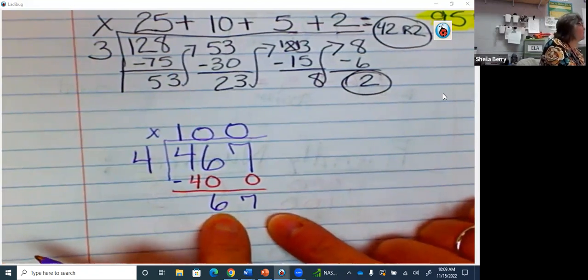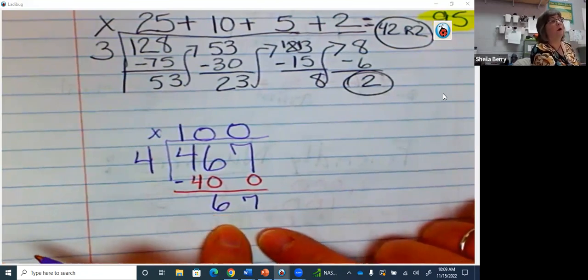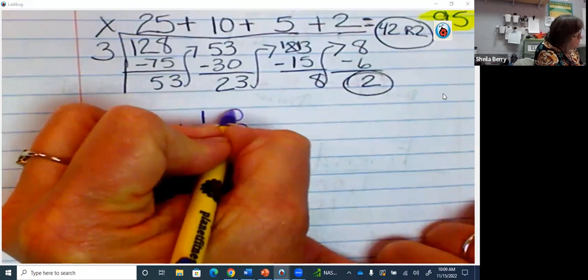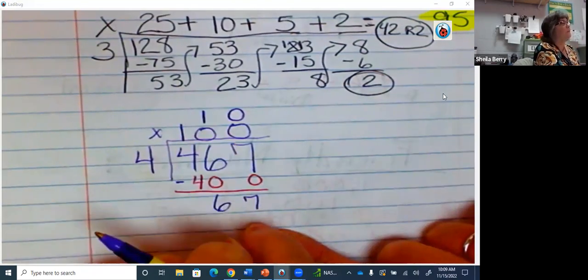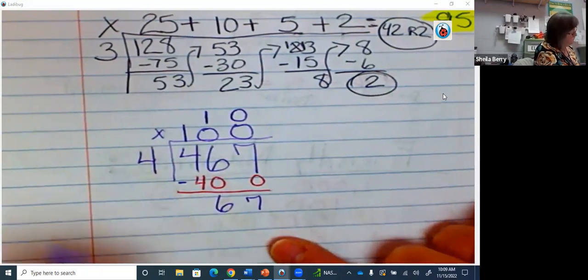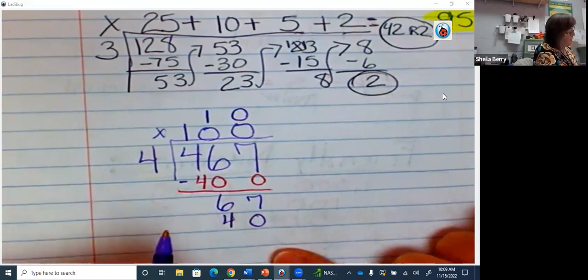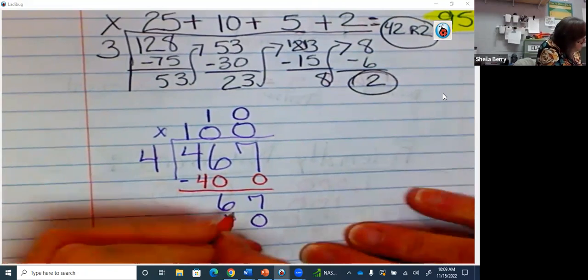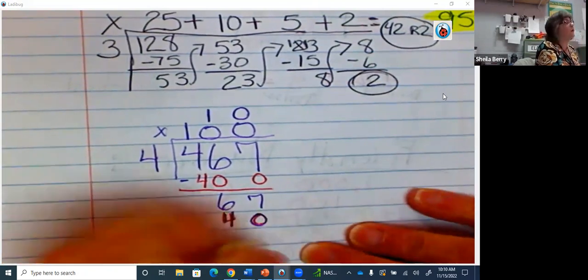Let's do a friendly number. 10. Let's do, okay, 10. What's 10 times 4? Okay, so I'm going to stack my 10 right up here. Now notice I am putting it right above the 100. I'm putting the 10 up here. Okay, so what is 10 times 4? So I'm going to put my 40 here. Okay, I should have done that in red. That's okay. 40. So this is my multiplying. This is what I multiplied. 10 times 4 is 40.